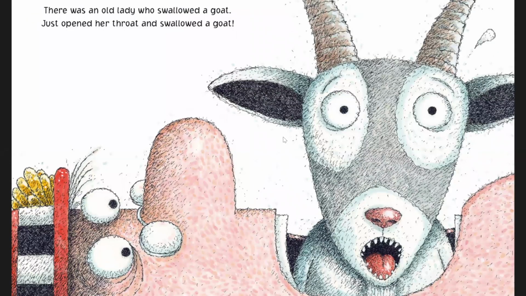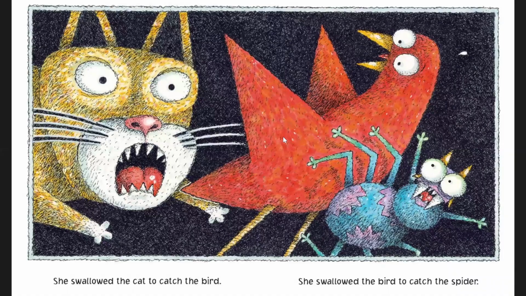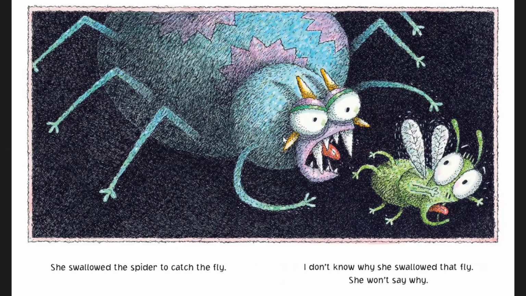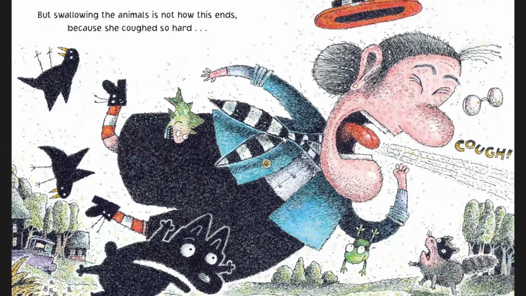There was an old lady who swallowed a goat. Just opened her throat and swallowed a goat. She swallowed the goat to catch the dog. She swallowed the dog to catch the cat. She swallowed the cat to catch the bird. She swallowed the bird to catch the spider. She swallowed the spider to catch the fly. I don't know why she swallowed that fly. She won't say why. There was an old lady who swallowed a cow. I don't know why she swallowed that cow.